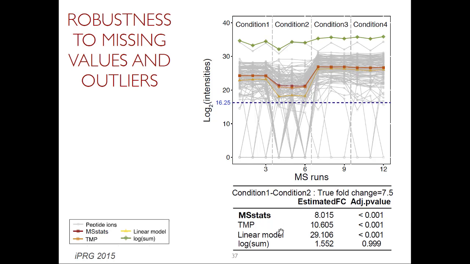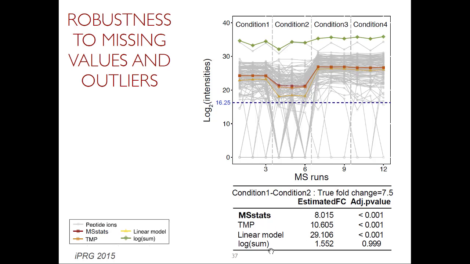So now the linear model, essentially it's like a t-test. So we will take some kind of means of all of these features, including the outliers and so on, and look for difference between the groups. So condition 1 versus 2, the true fold change was 7.5. The linear model was clearly misled by these outliers and found a 29-fold change. So clearly it was affected by these outliers.